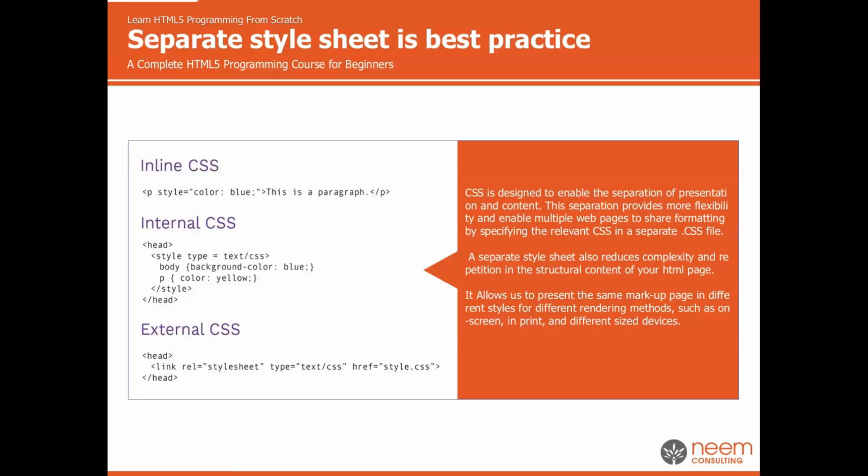A separate style sheet also reduces complexity and reduces repetition of structural content on your HTML page. Basically what that means is if you remove style color blue, this will make things a little bit cleaner and easier on your HTML, and easier on the eye to read. It doesn't need to be busy. It also allows us to represent the same markup page in a different style for different rendering methods, such as on-screen, in print, and on different size devices. This is one of the best features of CSS.